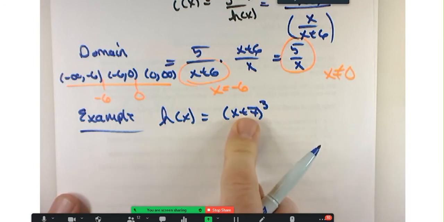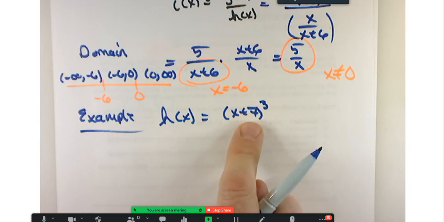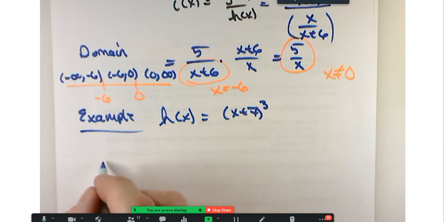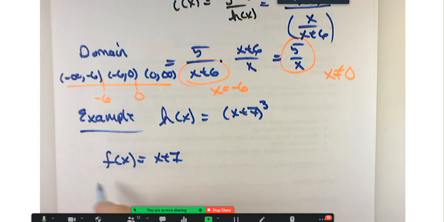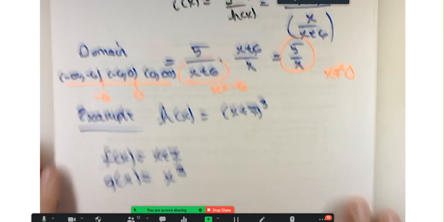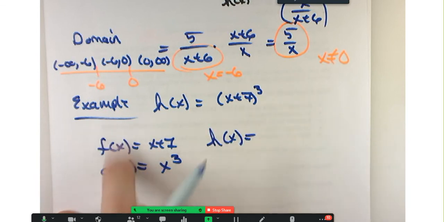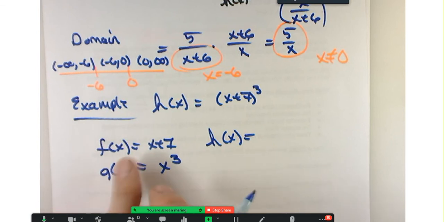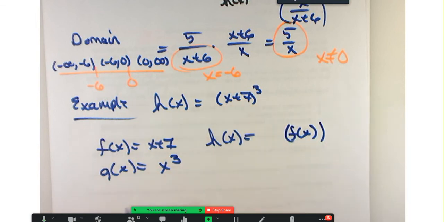H of x is really two functions kind of put together. There's an inside function, which is x plus 7. So I'll call that f of x is x plus 7. And there's kind of a big picture zoomed out function, and I'll call that g of x. And g of x is when I cube something. And the goal for these types of problems is to write h of x as some function composition of f of x and g of x. Well, the f of x is my inside function, and the outside function is g of x.